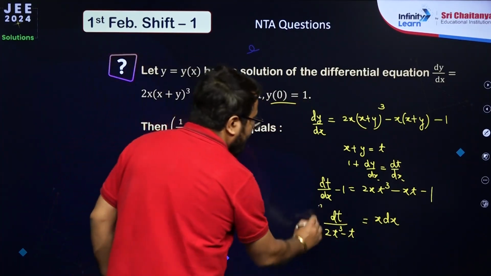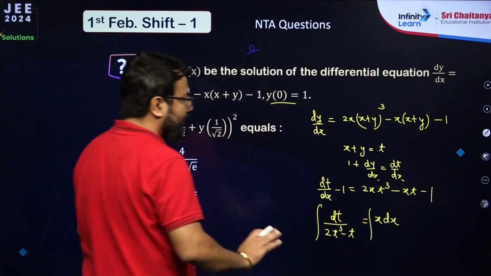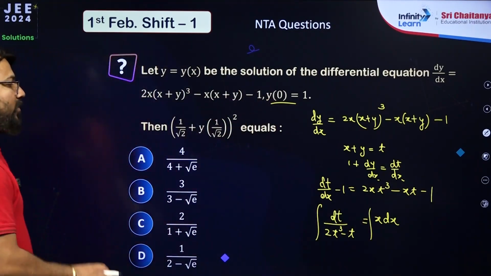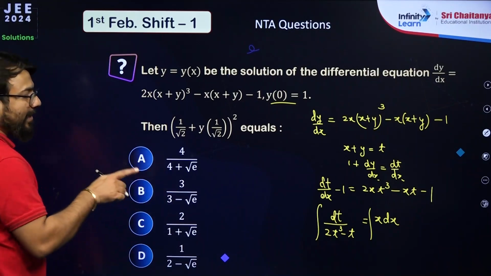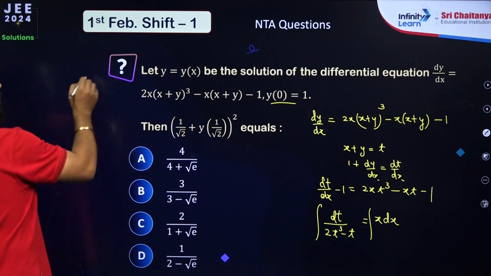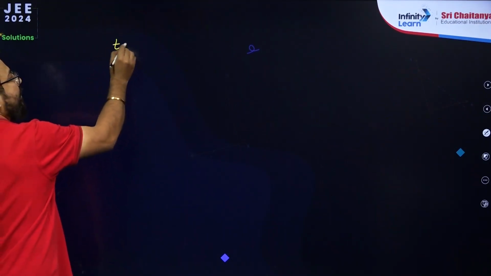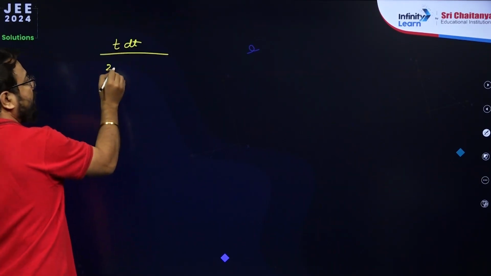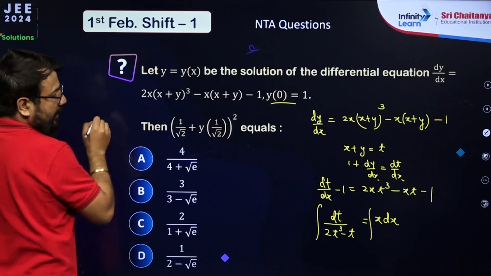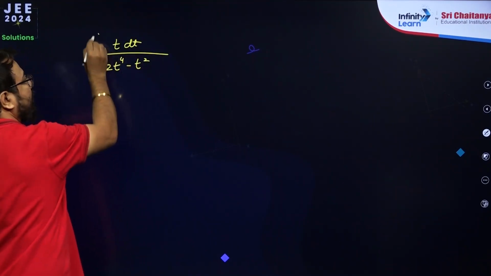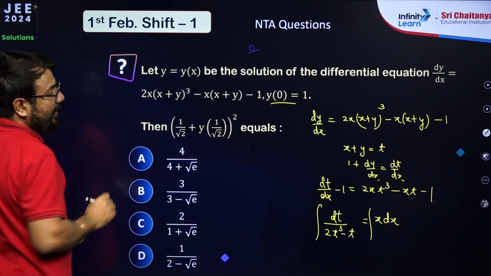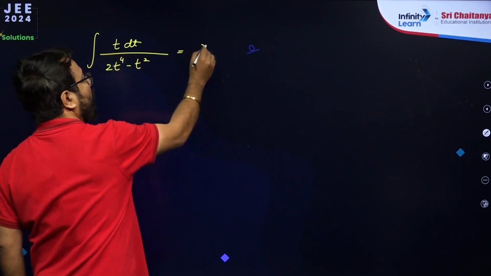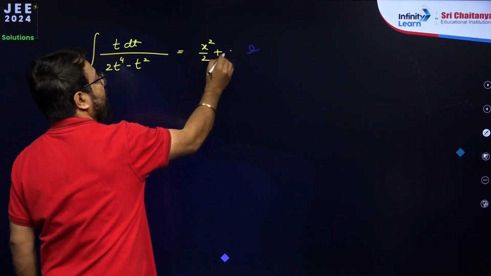Alright, let us try to integrate this. If I try to integrate this expression, I want to go to the next page. I am multiplying t to both numerator and denominator. So I will be writing here t dt whole divided by 2t raised to the power 4 minus t square, and this needs to be integrated. In the right hand side, it is x square over 2 plus c.